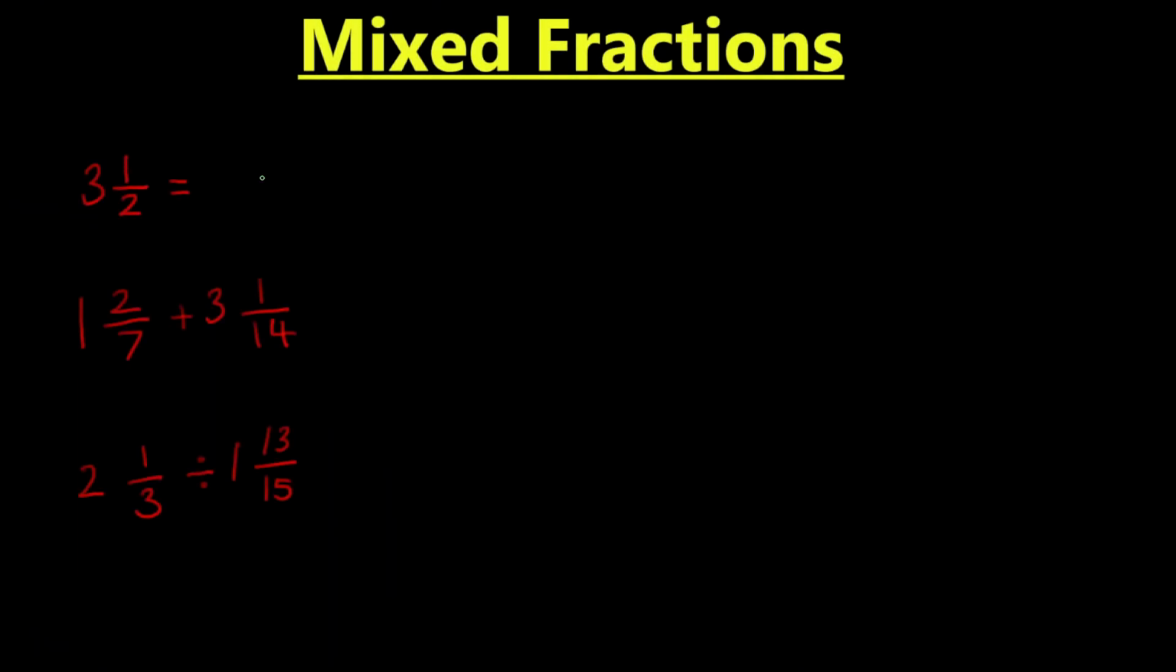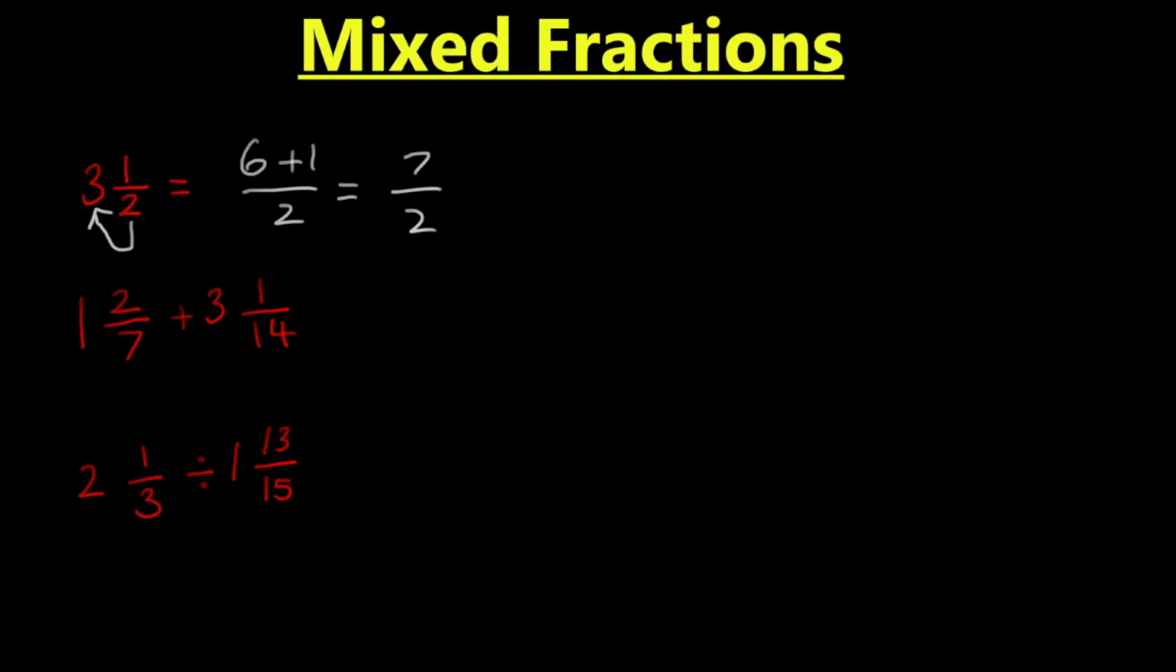For the first question here, we're going to simply switch from a mixed fraction to an improper fraction. So when you're doing this, what you want to do is take the denominator and multiply it by the whole number. So 2 times 3 is 6. Then you're going to add that to the numerator, and you're going to get 7 over 2.